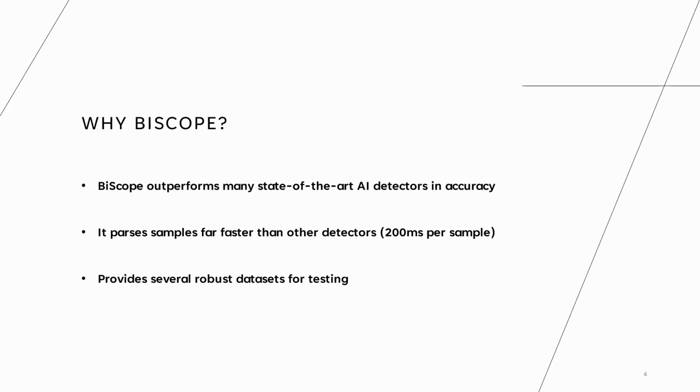So why did I pick BiScope? BiScope outperforms many state-of-the-art AI detectors in overall accuracy, and it is also insanely fast, parsing each sample in about 200 milliseconds, while other detectors average about 27 and can go up to 27 seconds per sample. It also comes with several pre-existing datasets which are robust and make it easy to test and evaluate detection performance consistently.